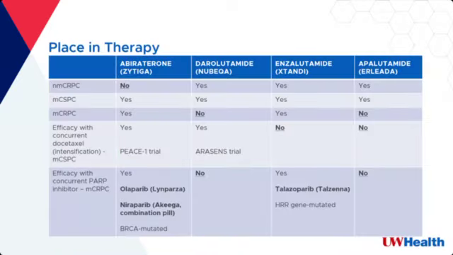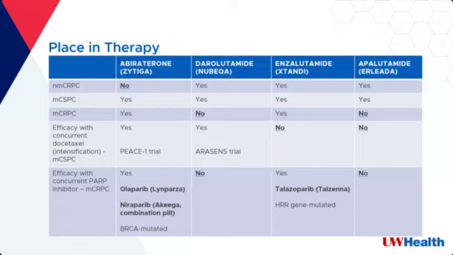So where do all these agents fit into therapy and treatment of prostate cancer? For abiraterone, currently that is not approved in non-metastatic castrate-resistant prostate cancer, but it is approved in our other metastatic settings. Darolutamide and apalutamide both do not currently have an indication for metastatic castrate-resistant prostate cancer. Both abiraterone and darolutamide have approvals in combination with docetaxel in our metastatic castrate-sensitive prostate cancer patients.